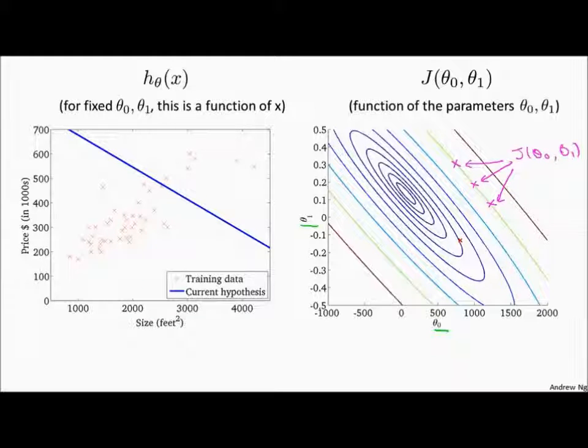And if you haven't seen contour plots much before, imagine, if you will, a bow-shaped function that's coming out of my screen, so that the bottom of the bow is this point right there, the middle of these concentric ellipses.